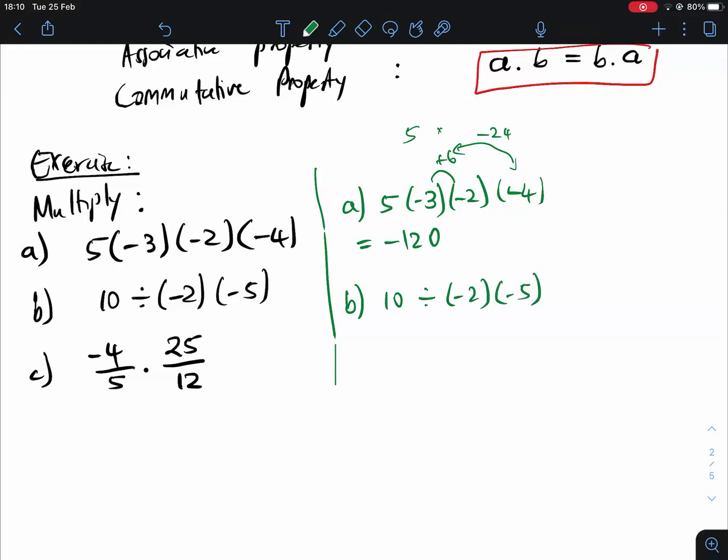Now you tell me how you do B. Okay, so the first thing we need to do is divide, correct? So what are we dividing? You're going to divide 10 by -2, which is going to be -5. And then you're still left with the bracket, the open bracket -5 close bracket. And then you multiply the two, which will give you +25.